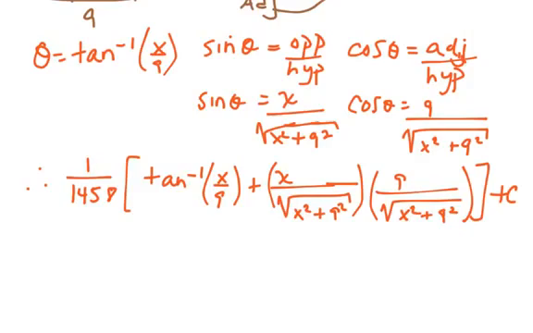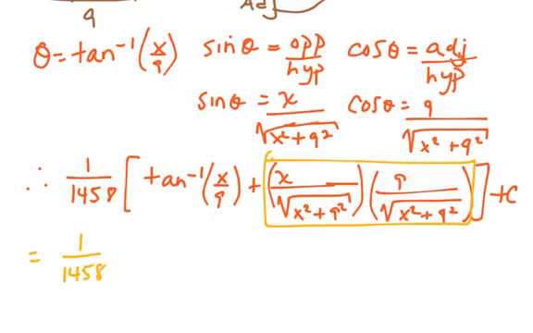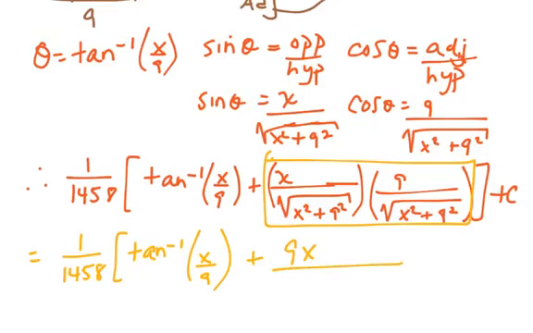So I can do a little bit of algebra right here on this piece, and I'm going to clean that up and then call it a day. So the answer here is 1 over 1458 times tangent inverse x over 9 plus 9x over the radical times the radical. You're going to be left with x squared plus 9 squared plus the constant. And that's your answer to this problem.